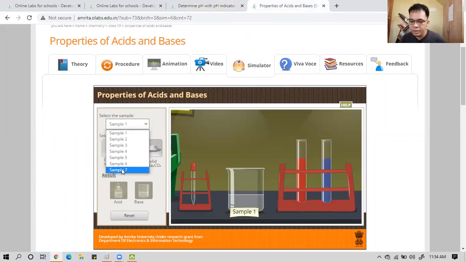We have 7 samples here. Okay, 7 samples, and you perform each one, and then take the reactants here. So there are 3 tests; you perform all of these to determine whether the samples are acids or bases.